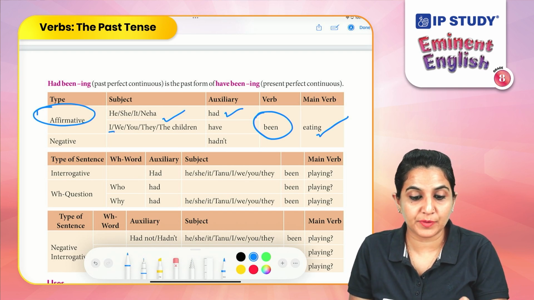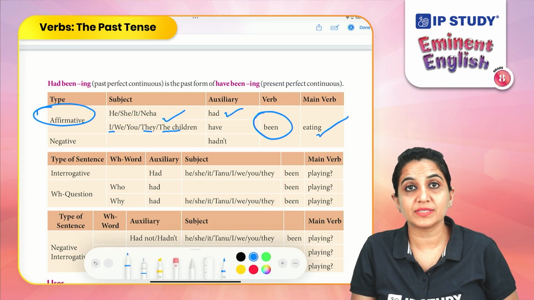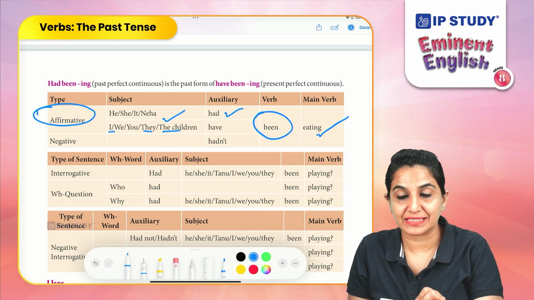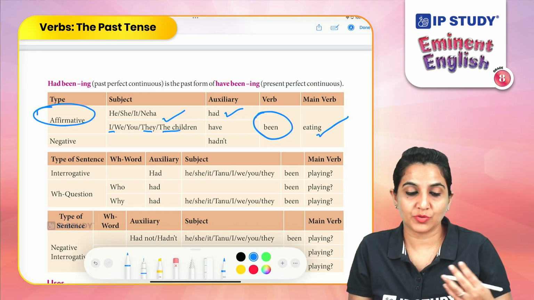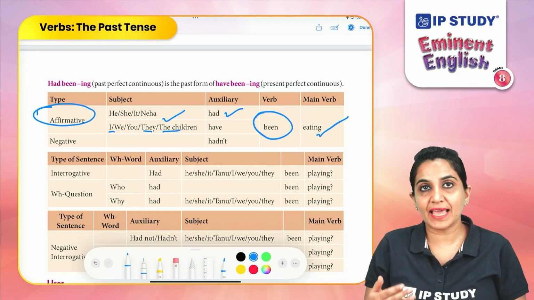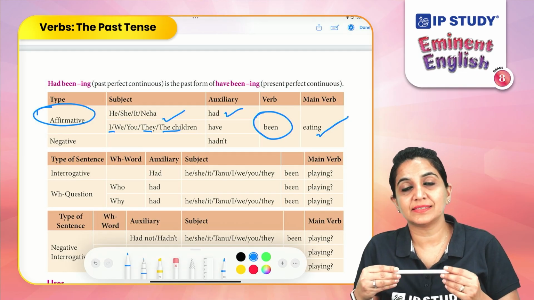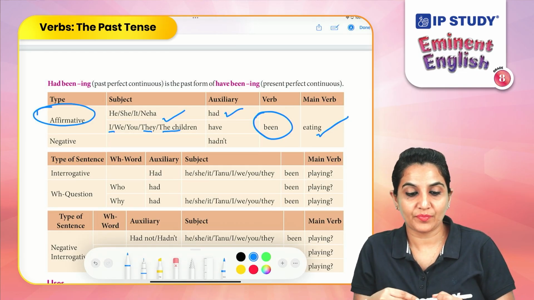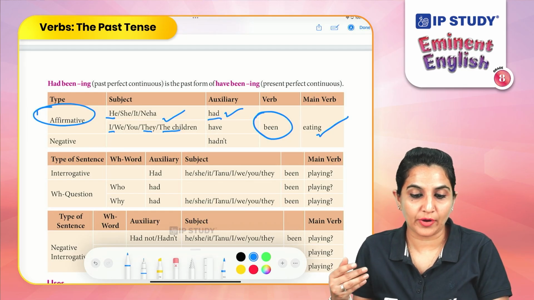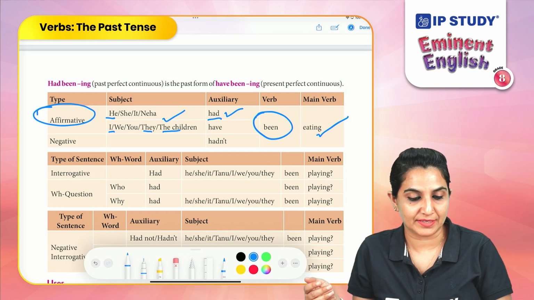With the first person or with the plural, the children, they, we use have been eating or had not been eating. So with the negatives and with the affirmatives, we use has, have or had in the same way. So he had been eating, or I have been eating, or I hadn't been eating.